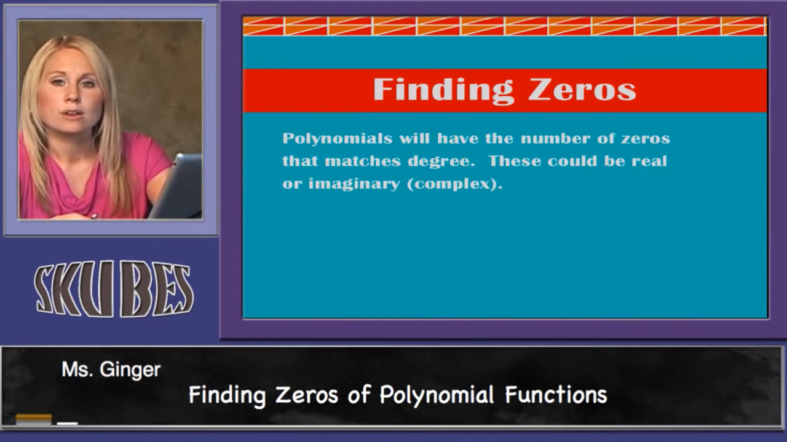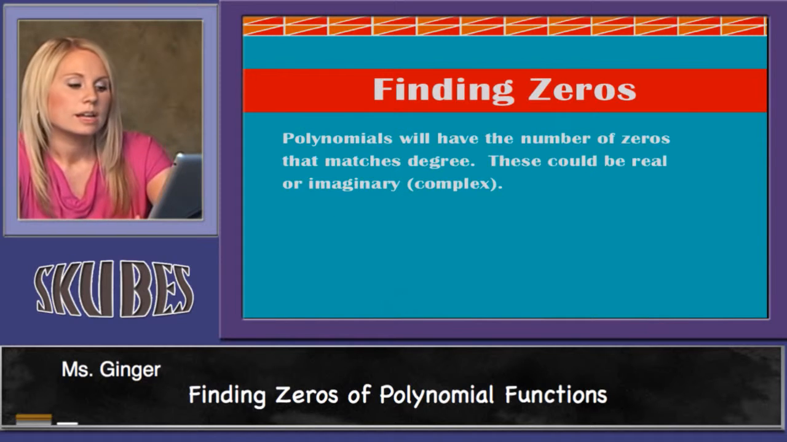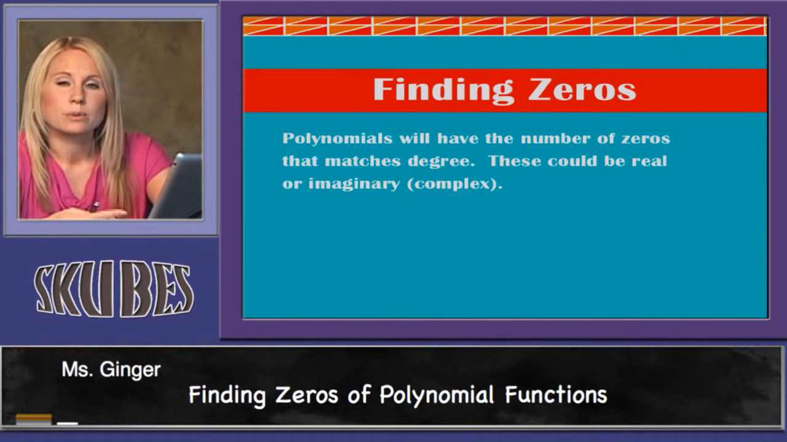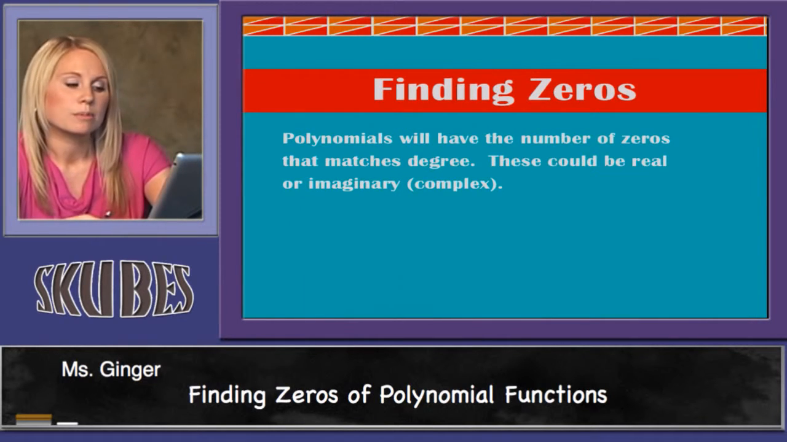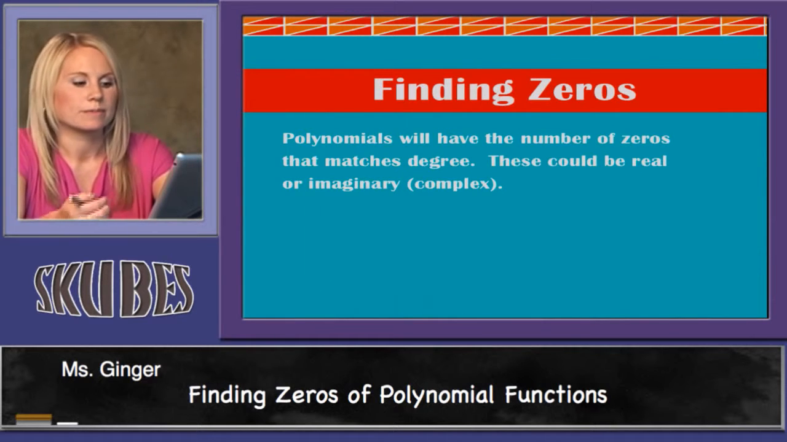So if you're looking at a polynomial of degree 5, then you should find 5 zeros. If it's degree 3, there should be 3 zeros. They won't always be real. They may or may not be real. Some of them could be imaginary zeros, but they will have that many.